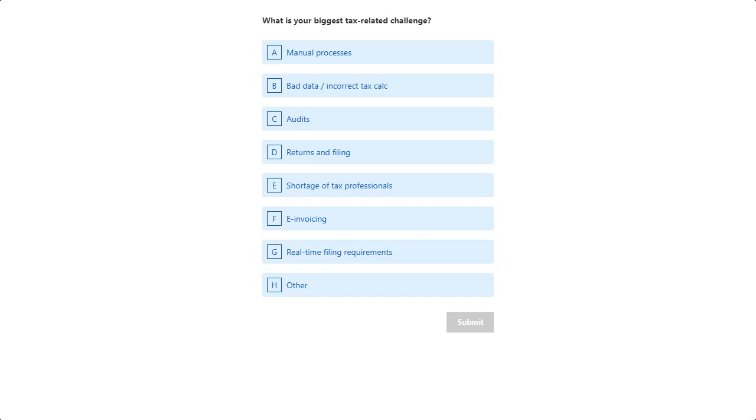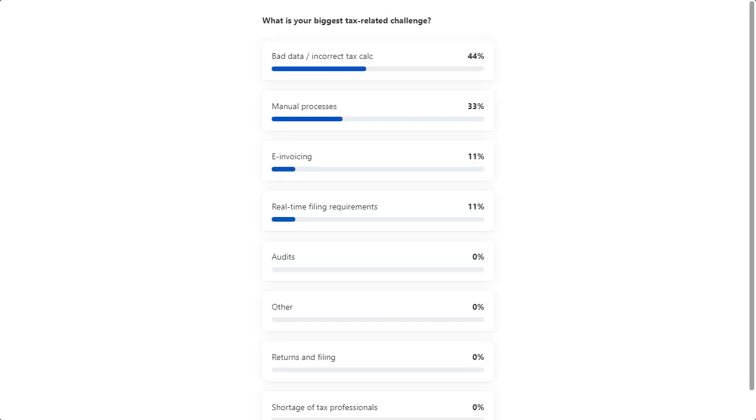So let's go ahead and see what the results of this poll are. Wow, okay, interesting. So looks like bad data and incorrect tax calc was the number one challenge, with manual processes coming in second. So panelists, any thoughts or commentary on these results?